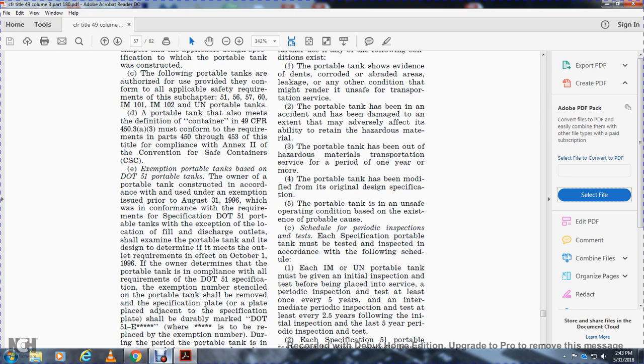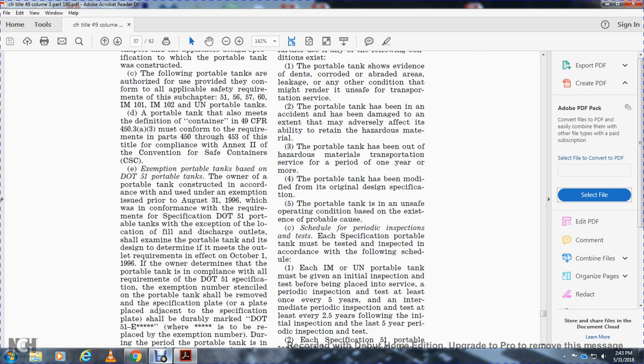The owners of portable tanks constructed under an exemption issued prior to August 30, 1996, that conformed with the requirements for specification DOT 51 portable tanks with an exemption to the location of the fill and discharge outlet, shall examine the portable tank and its design to determine that it meets the outlet requirements effective October 1st, 1996. The owner determines whether the portable tank is compliant with all the requirements of the DOT 51 specification.